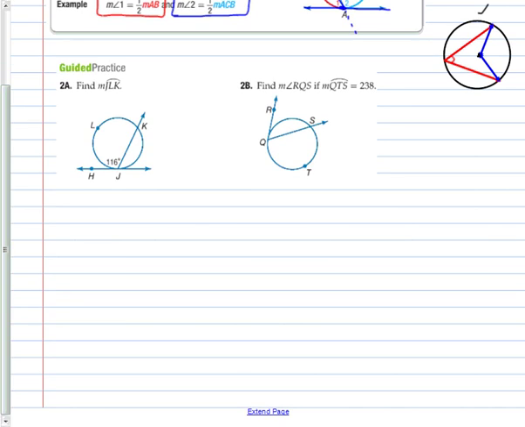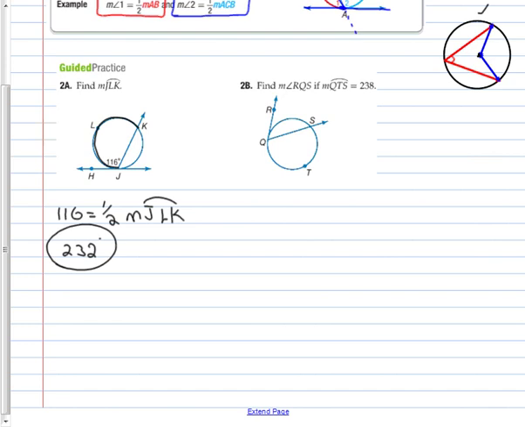So right down here, they want us to figure out the measure of arc JLK. Tell me the measure of arc JLK. Since that angle, 116, is half its intercepted arc, all I need to do is multiply by 2, and I get, which I hope is what I heard, 232 degrees.